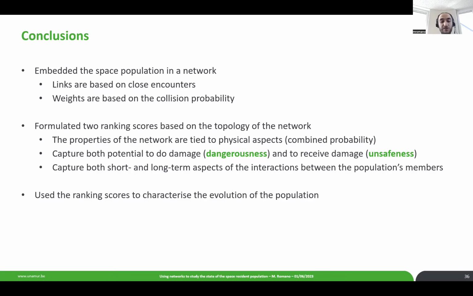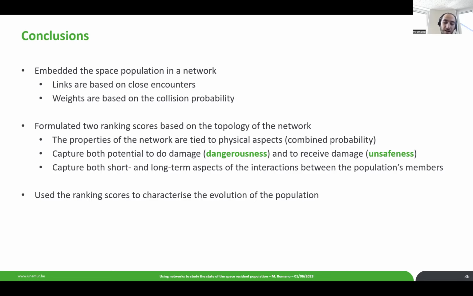And then from this network, we can extract useful information, useful properties, to create a way to quantify the risk of collisions, and then describe how this risk, how the sustainability of the population, evolves in time.